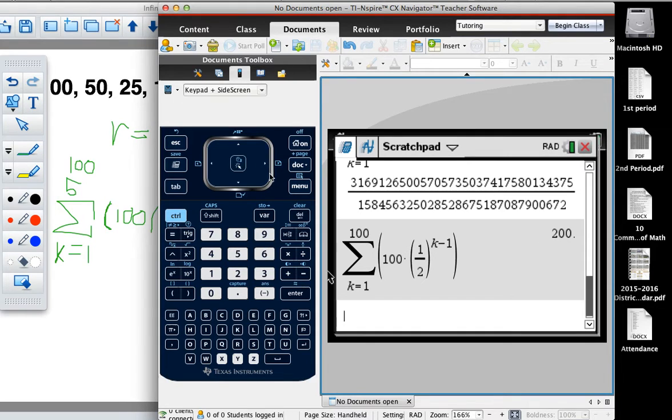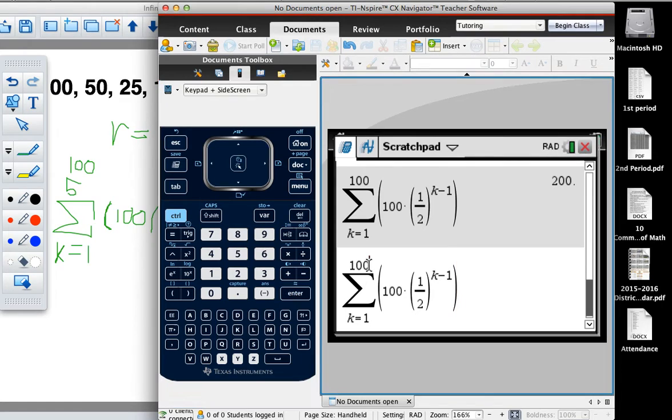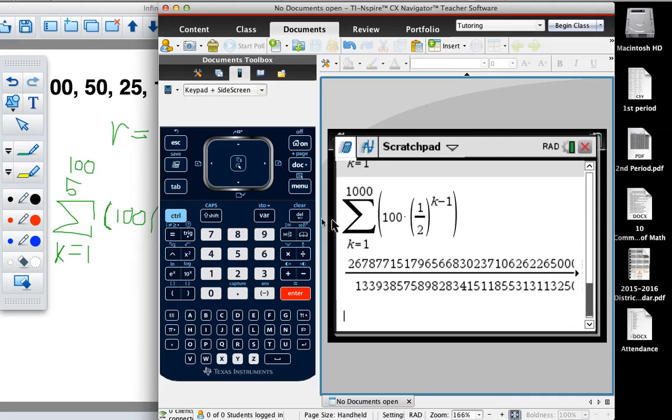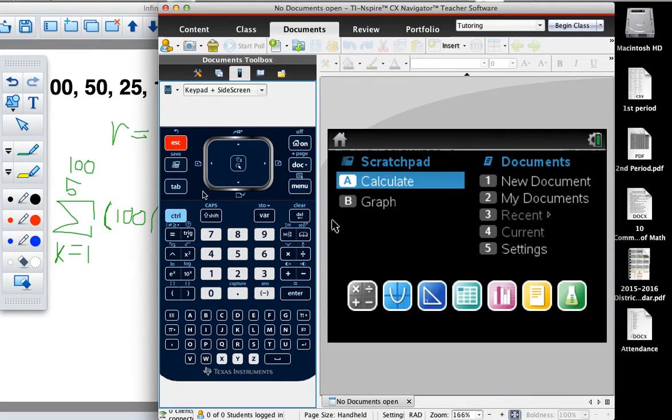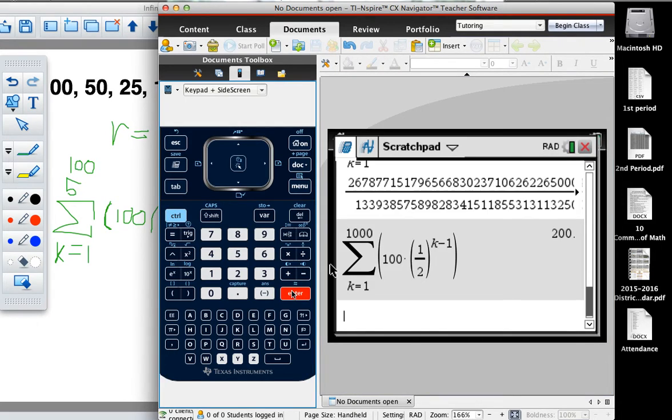Okay, so let's see what would happen if we extend this to the first 1,000 terms. How much bigger is it going to get? Well, my fraction is going crazy. Oh man, what did I do? Let's go back here. So yeah, my fraction is going crazy. Let's convert it to a decimal. Oh wait, it's only 200.